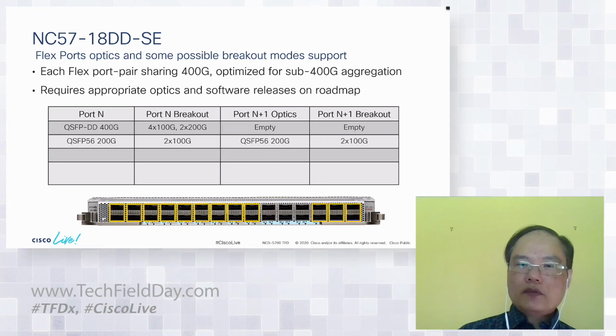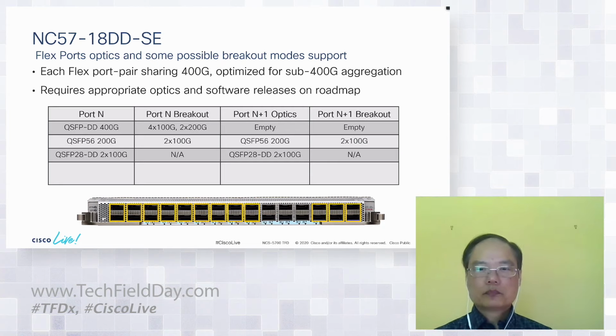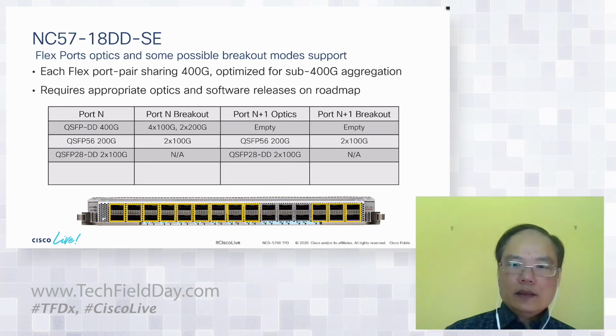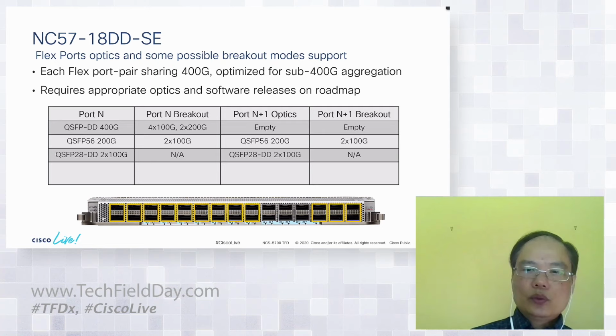If port N is QSFP56 200 gig optics, it can be broken out to 2x100 gig, and port N+1 can also be a QSFP56 200 gig optics. So you can see in this combination, we support two optics sharing a single 400 gig port on the Jericho II. If port N is QSFP28DD 2x100 gig optics, port N+1 can also be a QSFP28DD 2x100 gig optics.